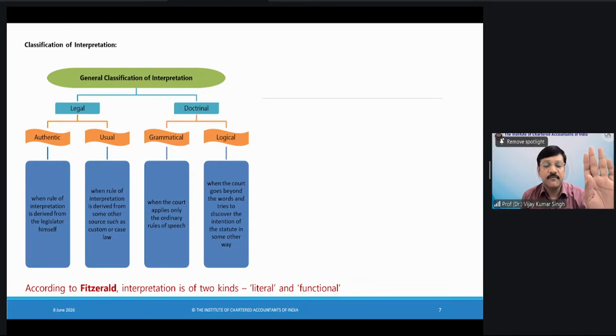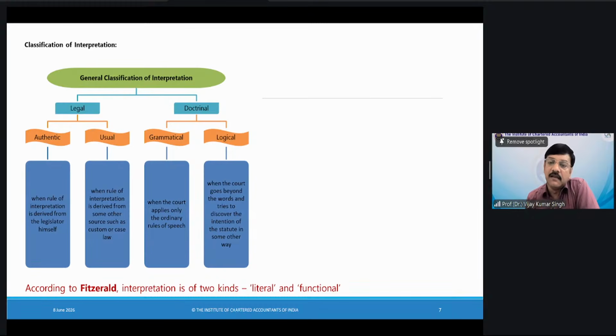When we talk about functional, we are discussing the purposive interpretation. So you want to make sense of that particular text and not apply that particular law senselessly. This is the difference between literal and functional. But in your classification, in your course material, the distinction is between legal and doctrinal.